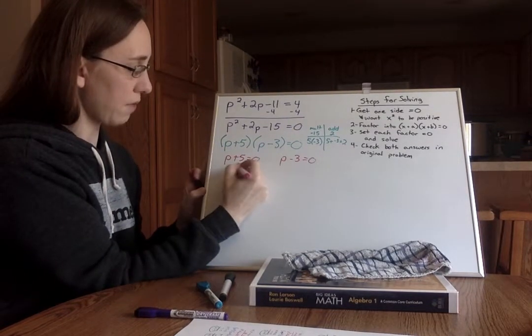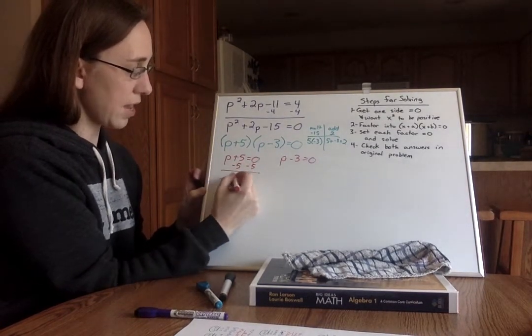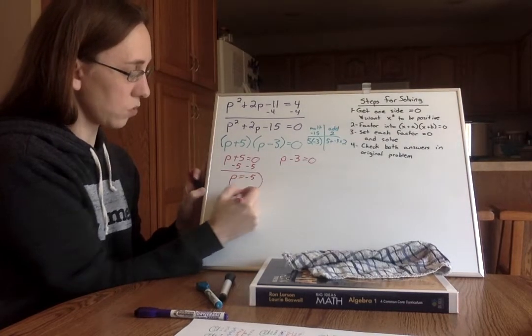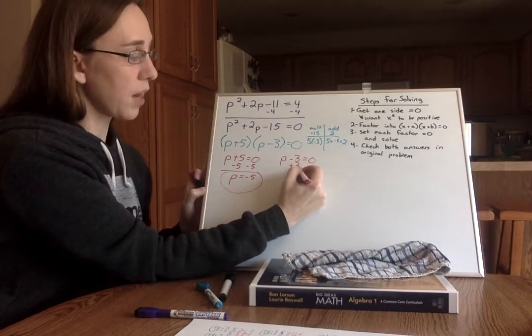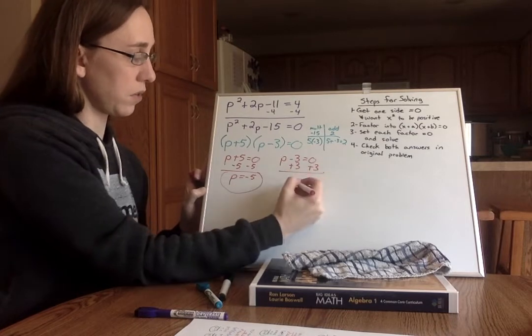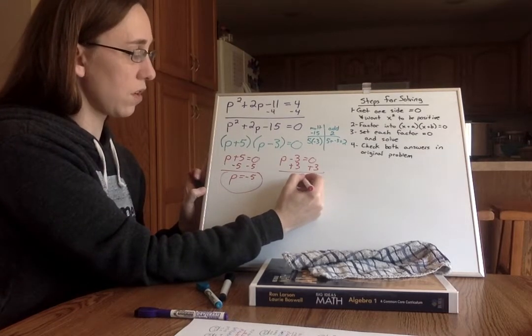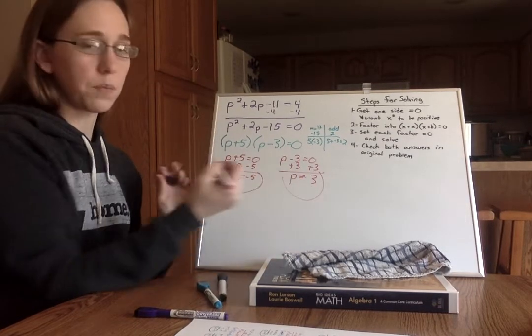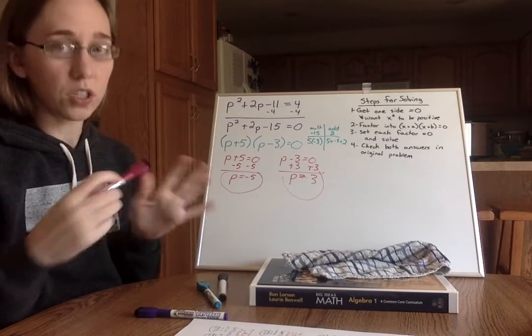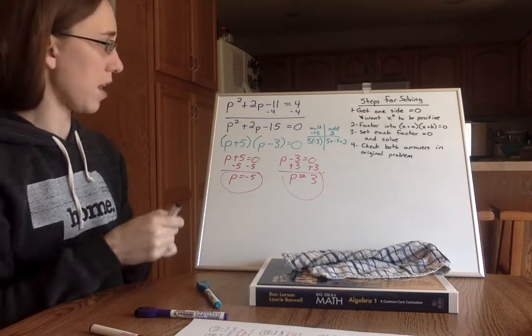So for this one, I'm going to have to subtract 5, and I get p equals negative 5. There's one of my answers. Here I'm going to add 3 to both sides, and I get p equals 3. That's my other answer. Now, you want to check, make sure you're correct. We can plug them in.